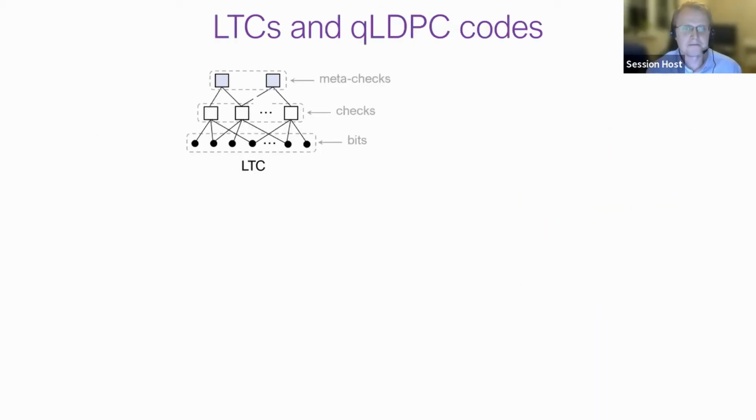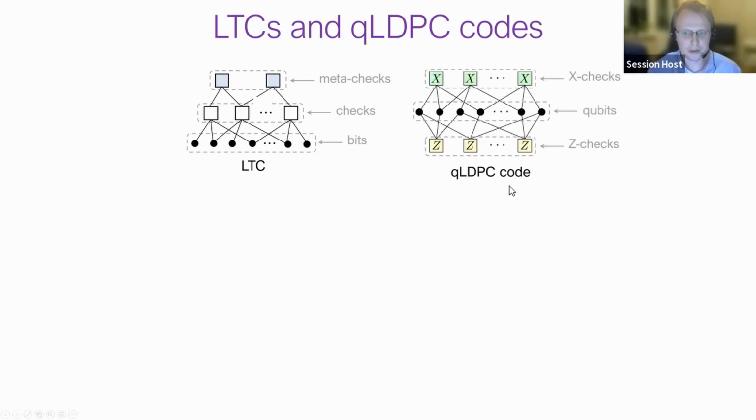Okay. So let me summarize. We have classical locally testable codes that have three levels, as I said, and we have quantum LDPC codes that also have three levels. And actually, the main idea of our paper is to construct some object that can be used for both of these tasks. And in fact, this object exists, and I will describe it in the next slides.